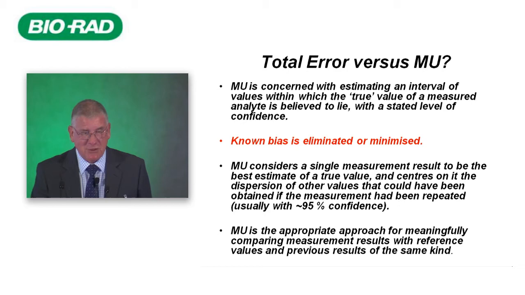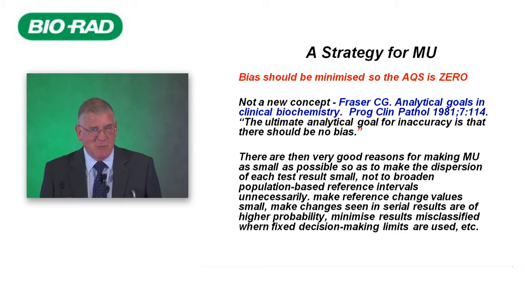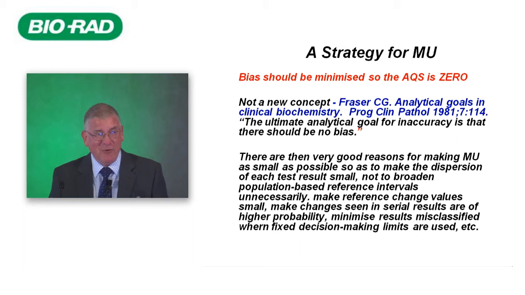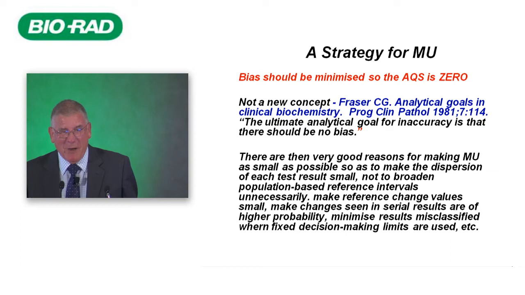So we're here to talk about analytical quality specifications. So what's the strategy for measurement uncertainty? Well, as we've kept saying, bias should be minimized, so the analytical quality specification for bias can only be zero. And that's certainly not a new idea. And I found way back when in the dim history of my life that I'd actually written down the ultimate analytical goal for inaccuracy is that there should be no bias. And that was quite a long time ago, as you'll see.